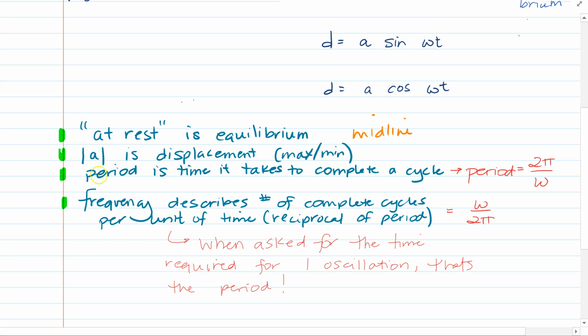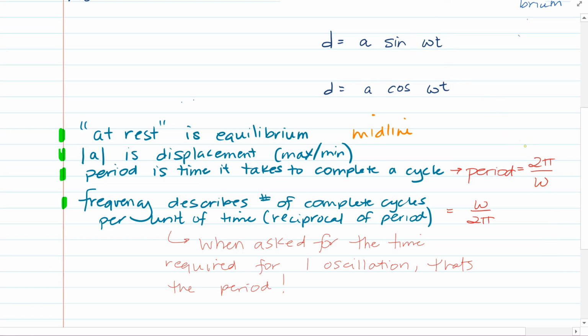Okay, the absolute value of A is the displacement, which is your maximum and minimum. The period is the time it takes to complete a cycle, which we find by doing 2 pi over omega. So if you're used to B, you see that relationship there.